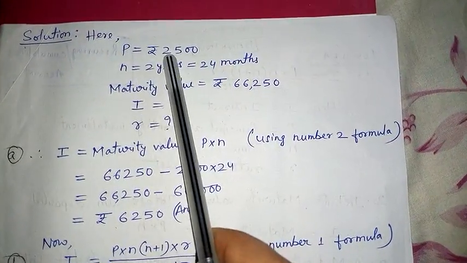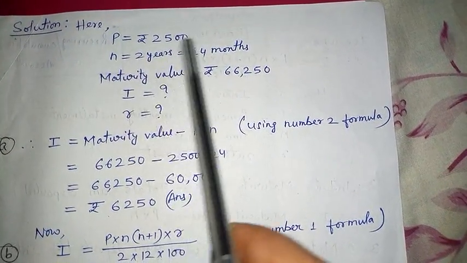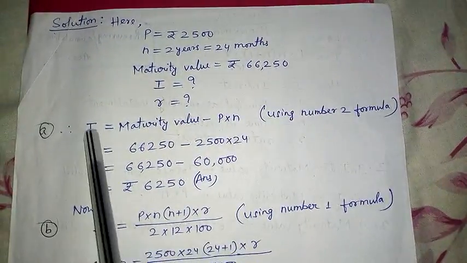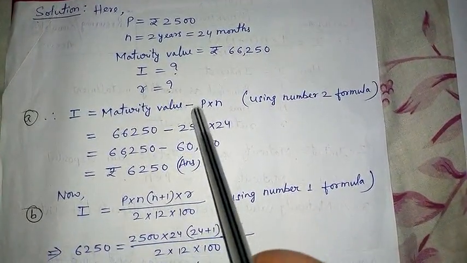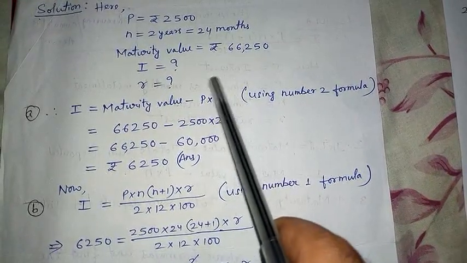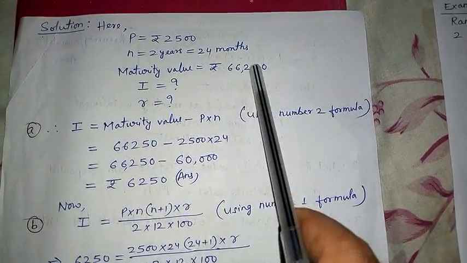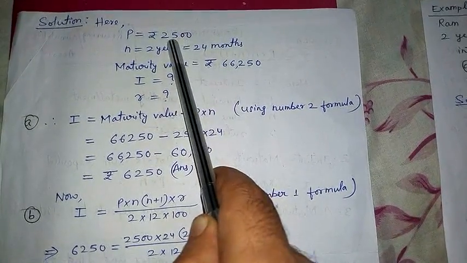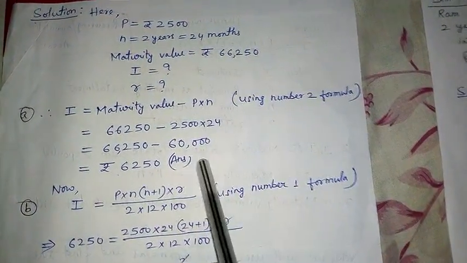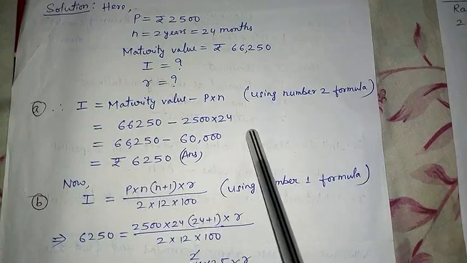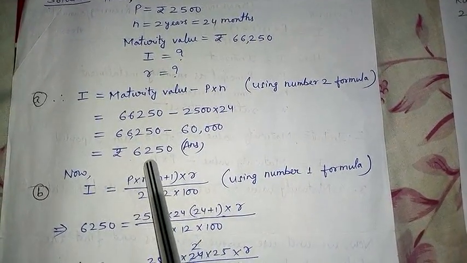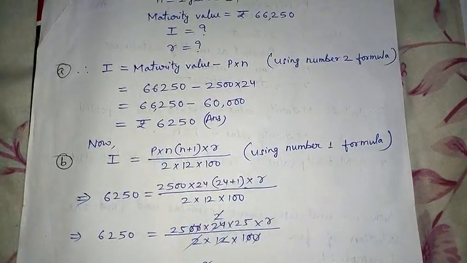So in the next page you have a solution here, like P is rupees 2,500, N is 2 years, that is 24 months. So maturity value also is given here. So I, that is interest, will be maturity value minus P into N, that is amount deposited. So maturity value is here, and P into N, that is P is 2,500 into N is 24 months. After multiplication 60,000. So 66,250 minus 60,000 is 6,250. My first answer came.